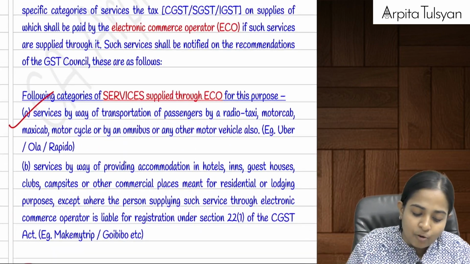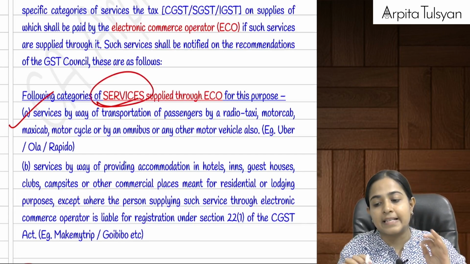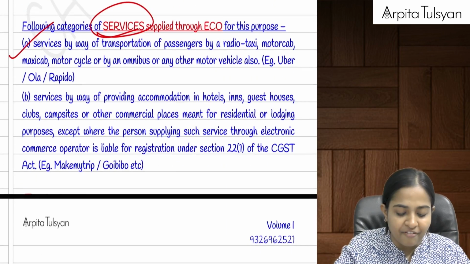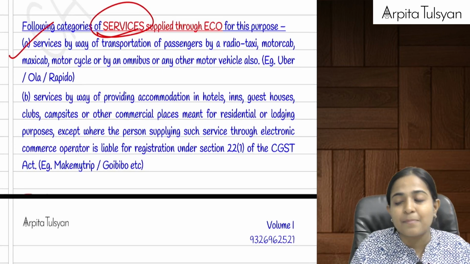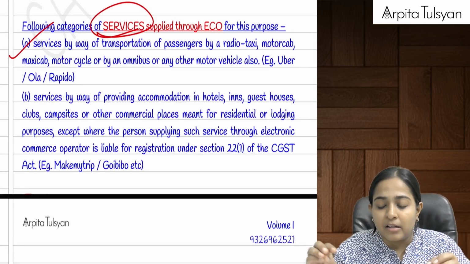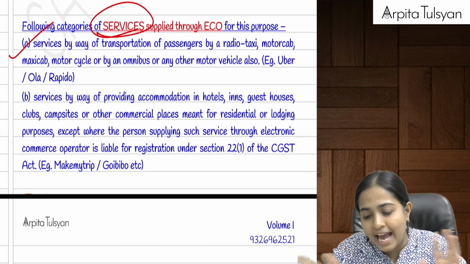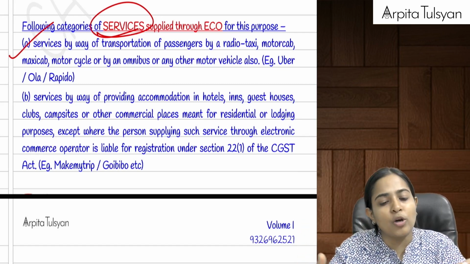Here we are going to, till now under section number 9.5, only services have been notified. First one, any services by way of transportation of passengers. Okay, any services provided by way of transportation of passengers, by way of your radio taxi, cabs and all those things. Example, Ola, Uber, etc.